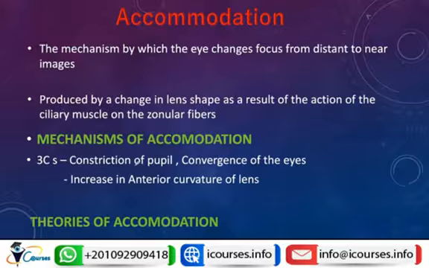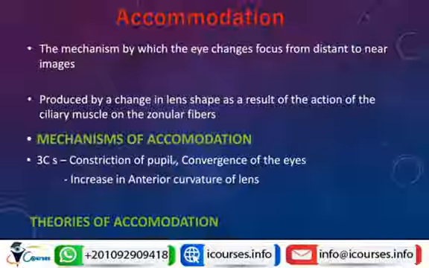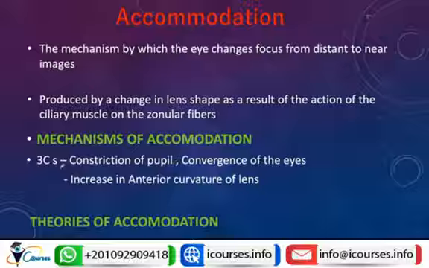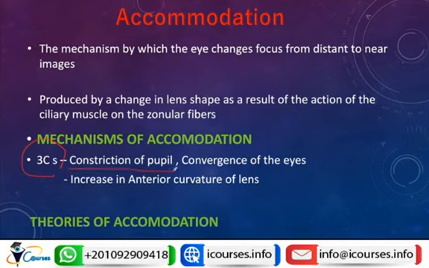So the accommodation is under the control of the ciliary muscle, which exerts its function on the zonule. Then this zonule will act on the lens. So how can the accommodation occur? There are 3 C's. It will be accompanied by constriction of the pupil, convergence of the eyes, and increase in the anterior curvature of the lens. So we need to know what the theories of accommodation are.